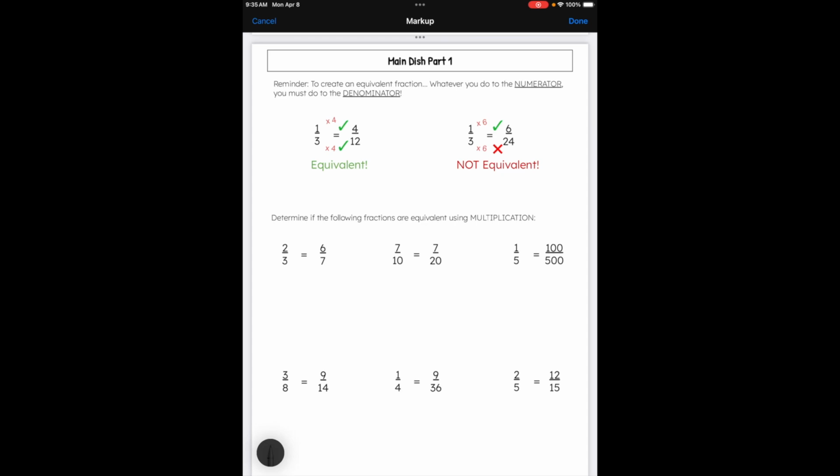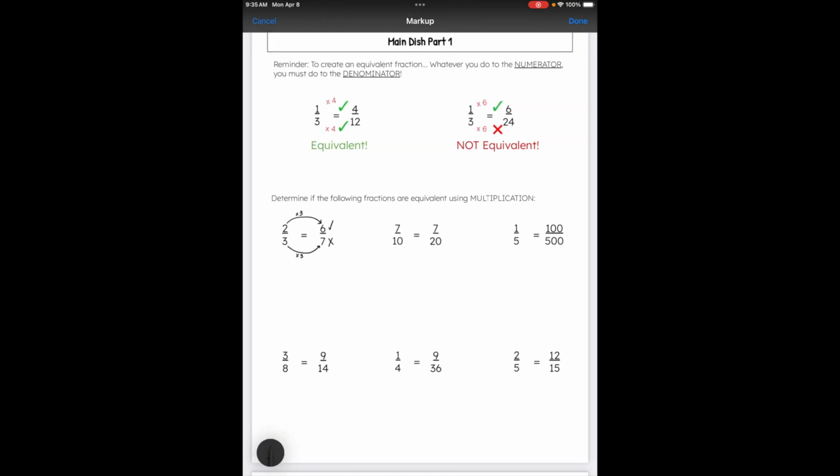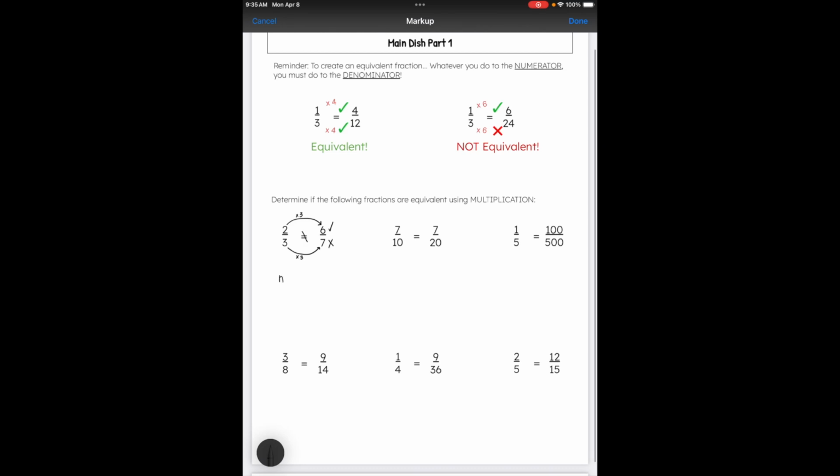So for the following 6, we're going to determine if these fractions are equivalent or not. So let's go ahead and figure out what our rule is to get from 2 to 6. Multiply by 3. I'm going to copy and paste that rule because whatever I do to the numerator, I do to the denominator. Now let's check. 2 times 3 is 6. 3 times 3 is not 7. It would be 9. So that means that these fractions are not equivalent.